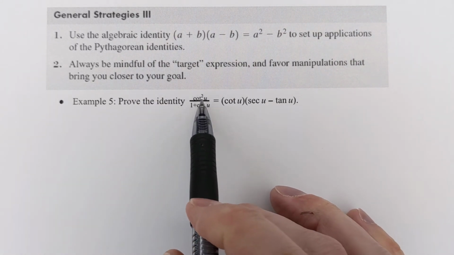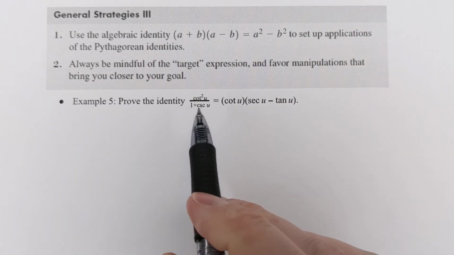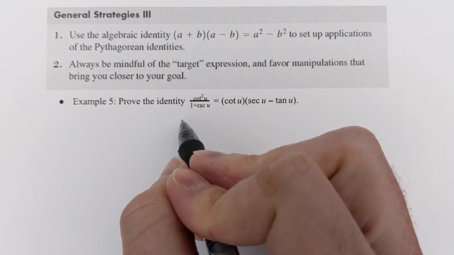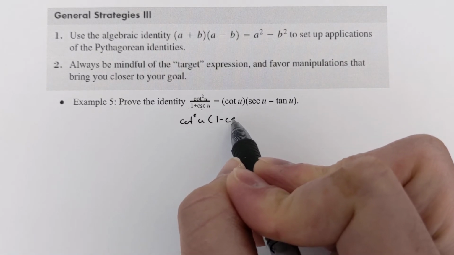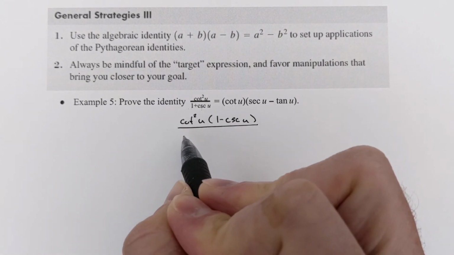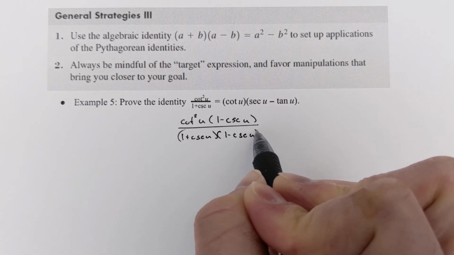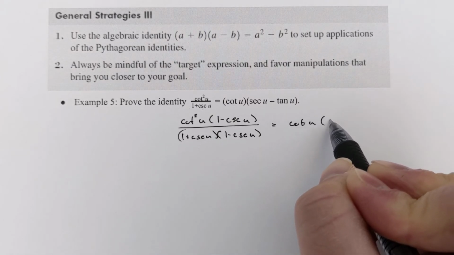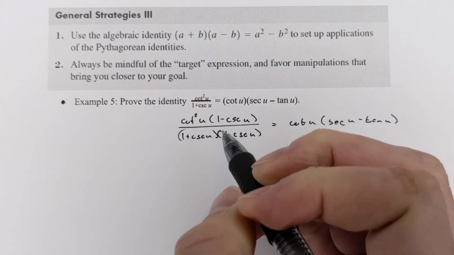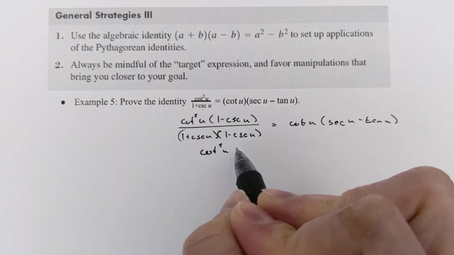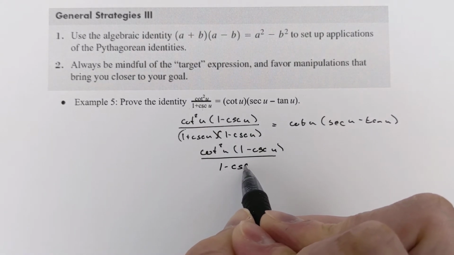Okay, so here we've got cotangent squared over 1 plus cosecant u equals this stuff over here. So we're going to do our conjugate step on this side. So we've got cotangent squared u. We're going to multiply by the conjugate. So this is going to be 1 plus cosecant u, 1 minus cosecant u. And I haven't done anything over here, so we're going to leave these alone. So this becomes the cotangent squared of u times 1 minus the cosecant u, all over 1 minus the cosecant squared of u.